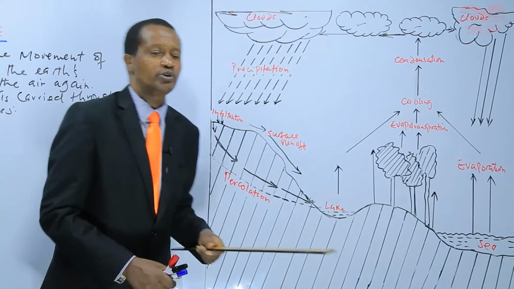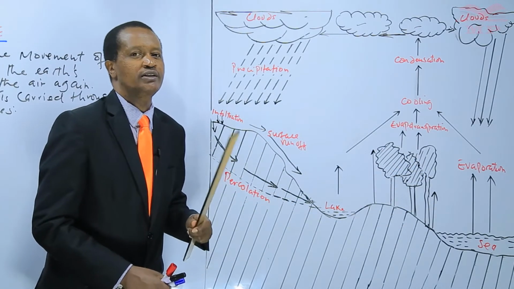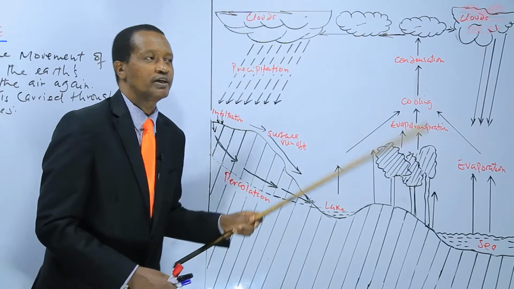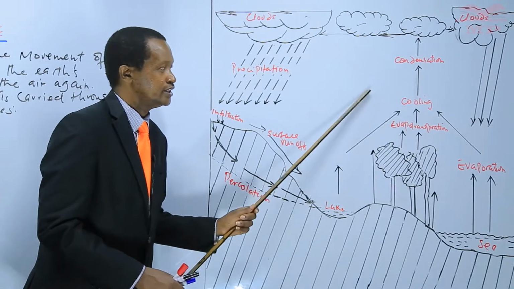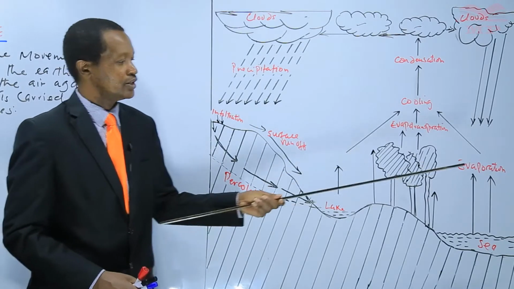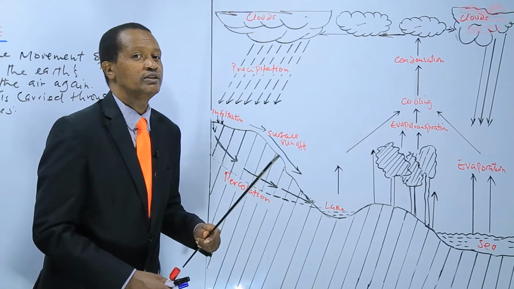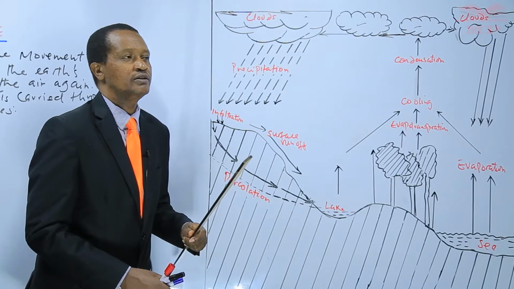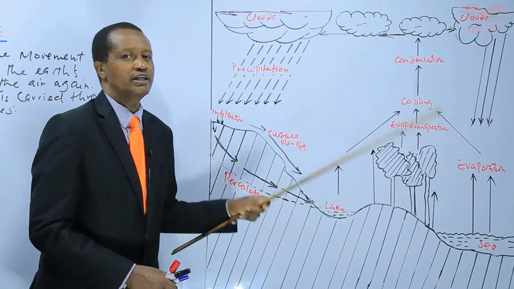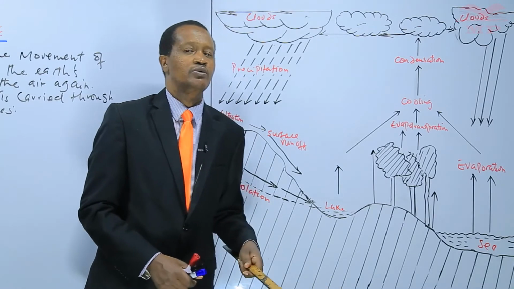Learners, do you get the point? So again, it's important to remember that 80% of the water vapor in the atmosphere evaporates from the ocean, and the remaining percentage of around 20% evaporates from sources like rivers, lakes, and the soil. And that should be well understood, learners.